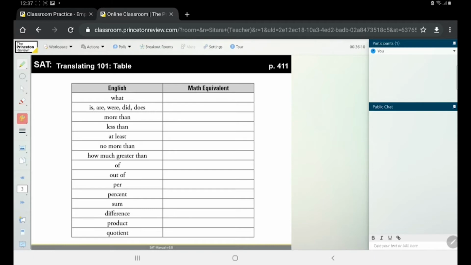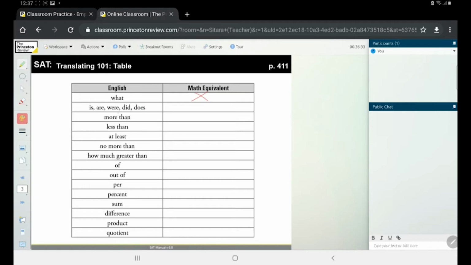For example, what's the value of a? What's the value of x? So let's say it's a variable, for example, x. The next words are "are," "were," "did," and "does." As you know, in English these are associated with a verb. So it means it's going to be a verb in English.